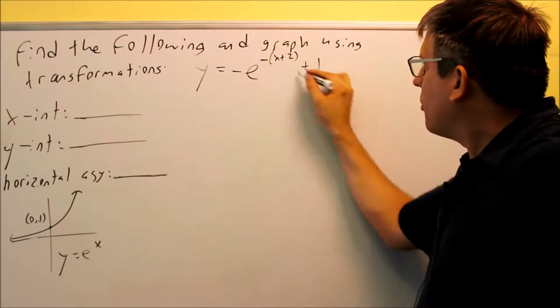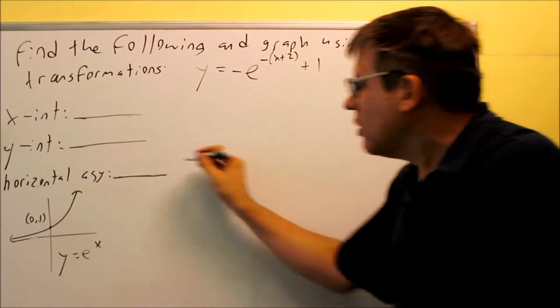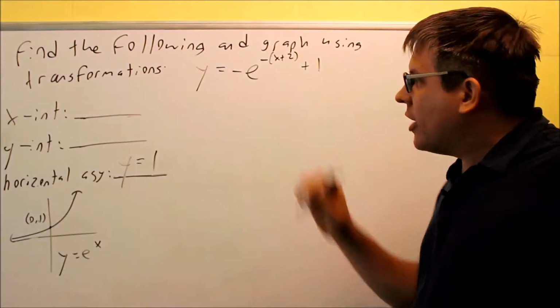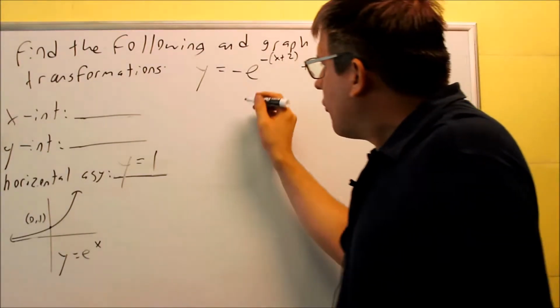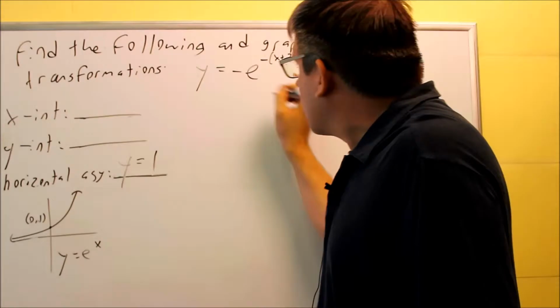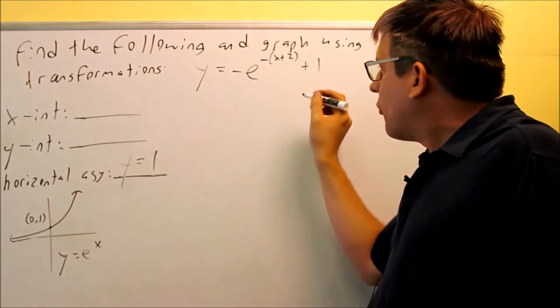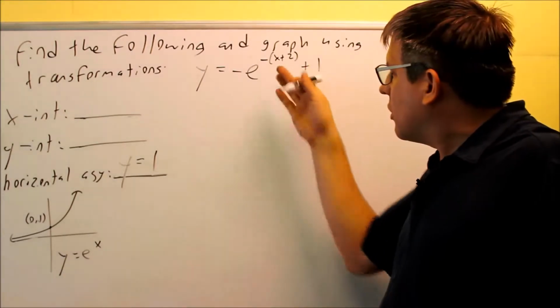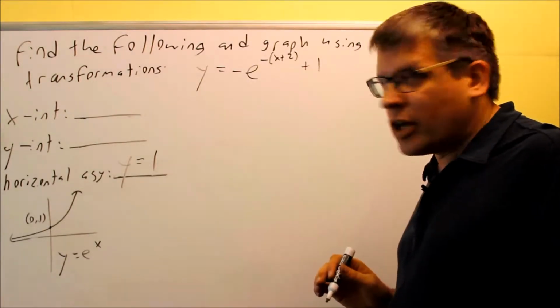Horizontal asymptote, the number that comes always after the exponent. In this case, it's going to be y equals 1. We want to find our intercepts. So for this, we're going to just go ahead and use the original one. It's already in the proper form. So talking about transformations, let's talk about that first so we see what we expect the graph to look like.